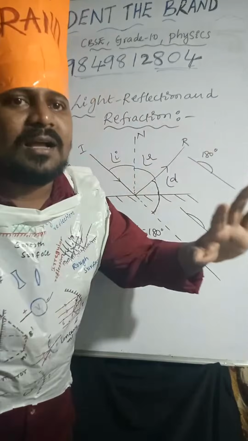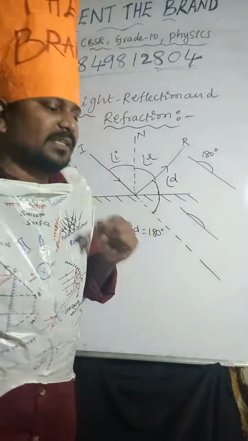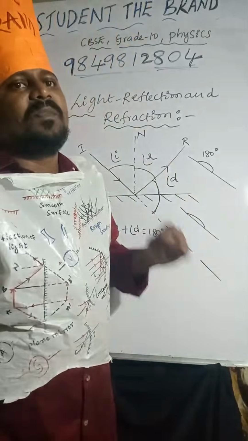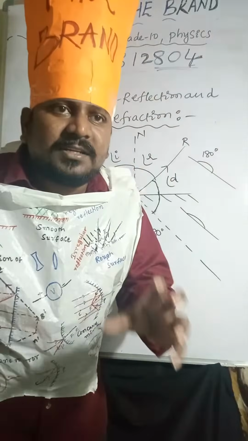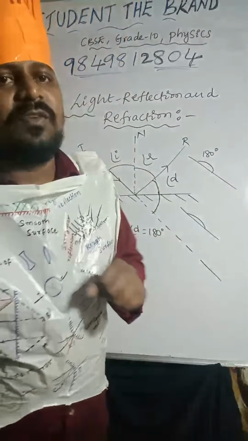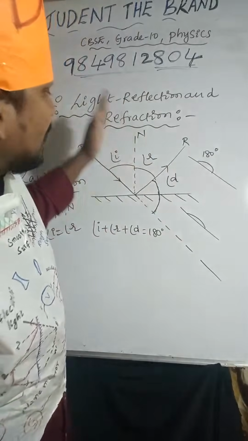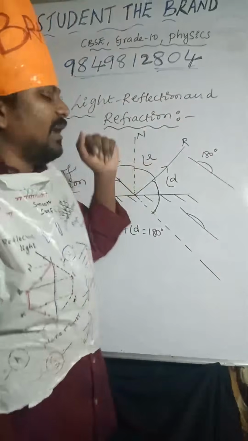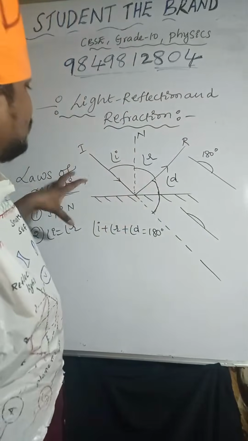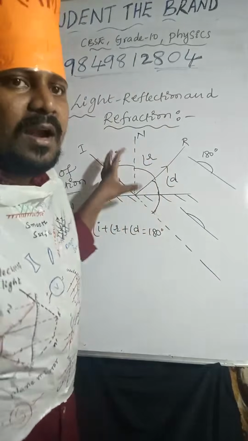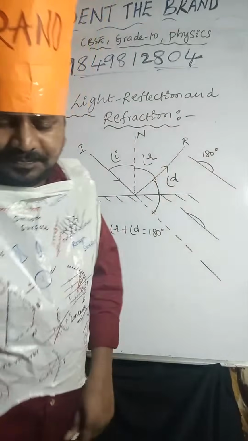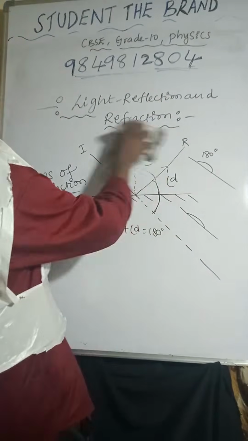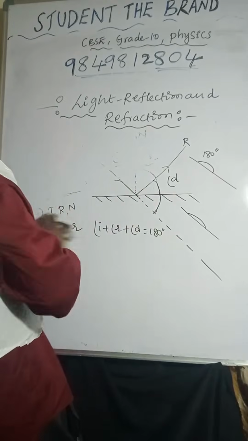The bouncing back of light from the reflecting surface is called reflection of light. The incident ray, reflected ray, and normal line lie on the same plane, and the angle of incidence is equal to the angle of reflection. These two are called the laws of reflection. Now we will discuss regular reflection and irregular reflection.